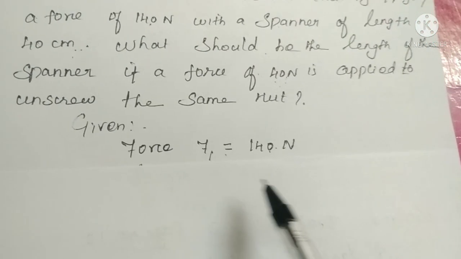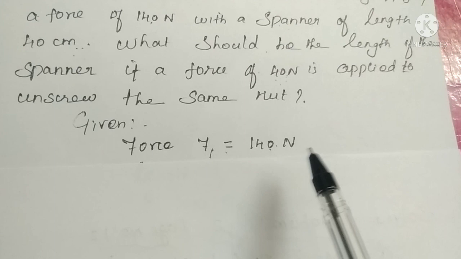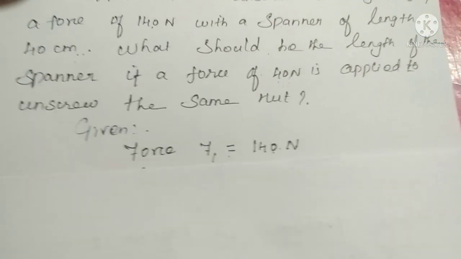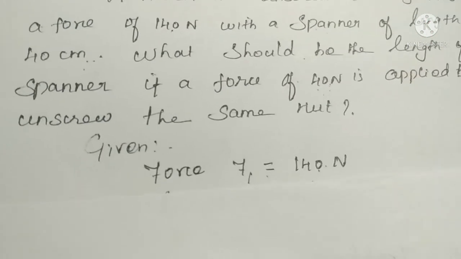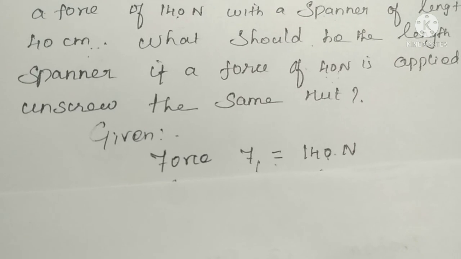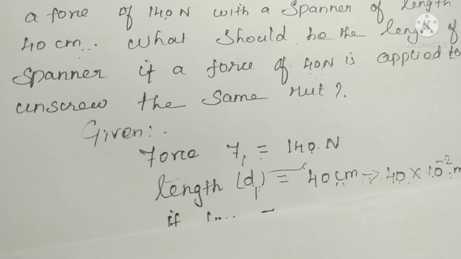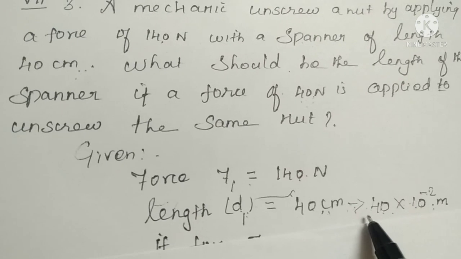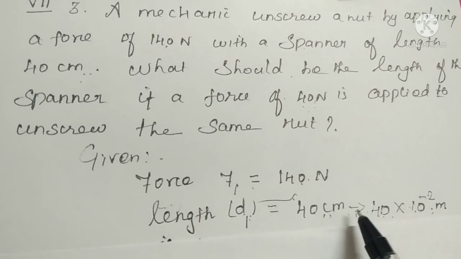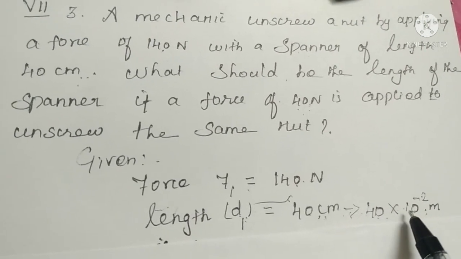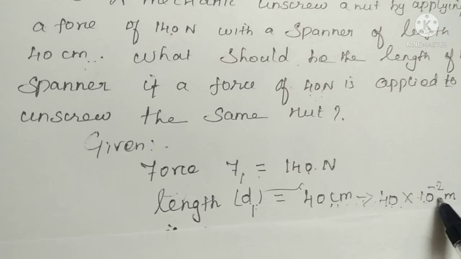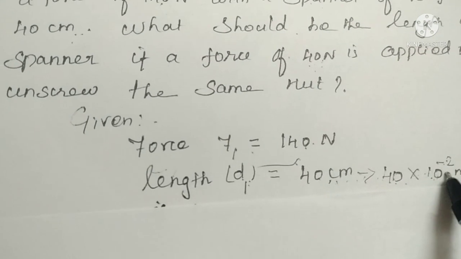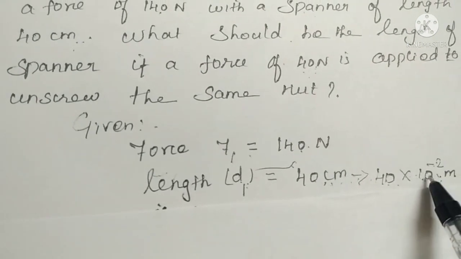Now first you have to write the given data here. Two forces are there, isn't it? So for easy understanding, we write first force F1 is equal to 140. Next, length of the spanner is equal to how much? 40 centimeter. Here I want to convert centimeter into meter. For easy calculation, I am writing 1 centimeter is equal to 10 to the power minus 2 meter.